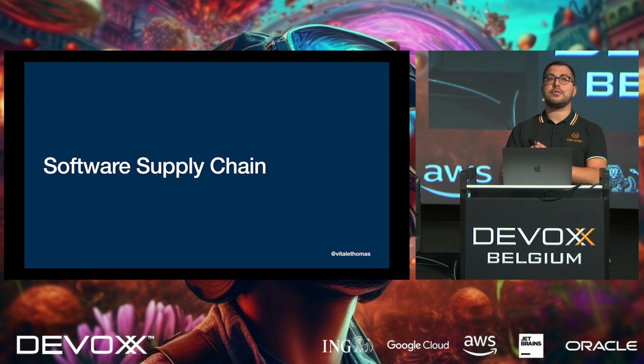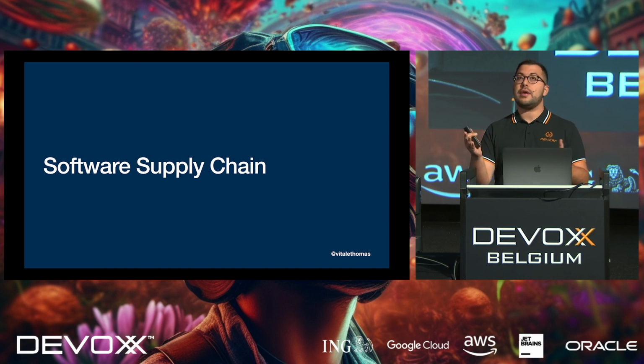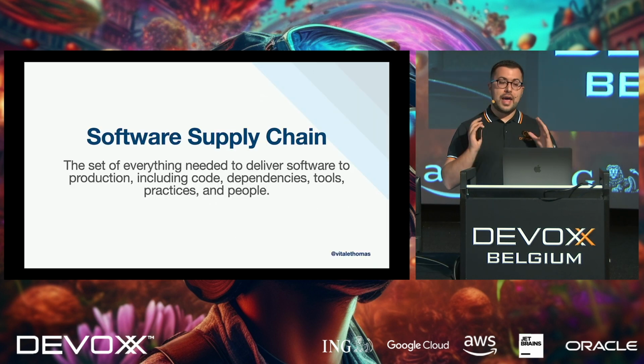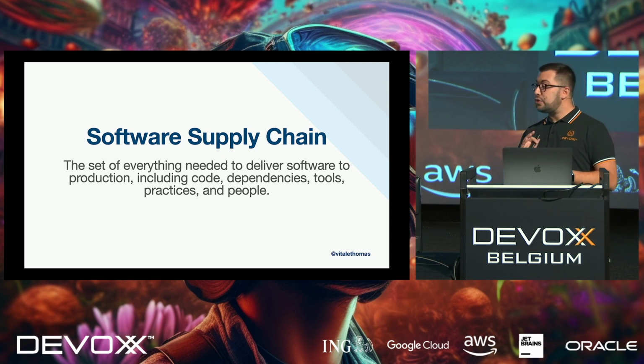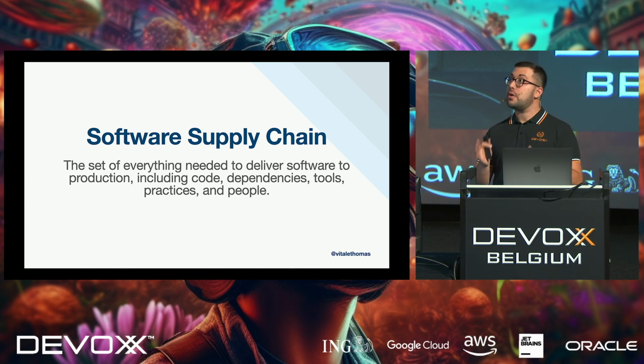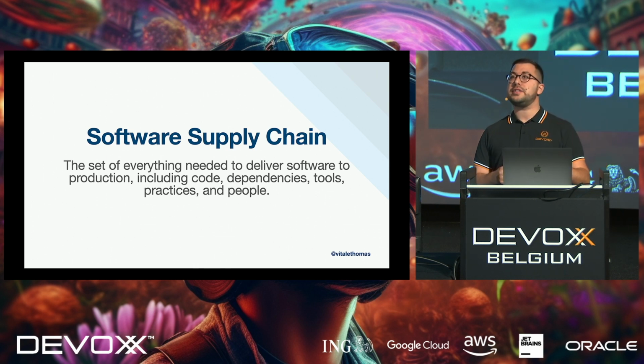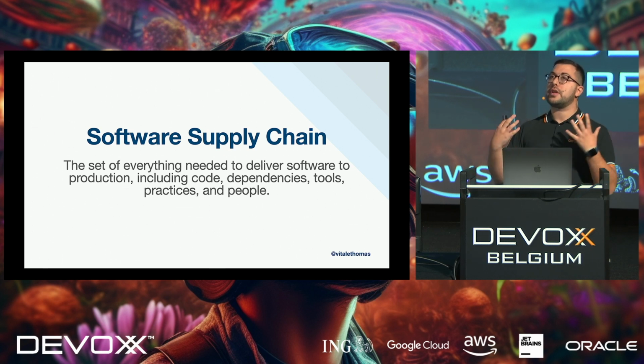Now, everything that goes from the original implementation of the idea up until we are in production, where our software finally delivers its original value, that's what we call a software supply chain. And it includes everything. It's the set of everything needed to deliver software to production. That includes code, dependencies, tools, practices, and people. And I'd like to highlight the last two items there, practices and people. It's not just about tools. We need the right practices, and we need people adopting those practices and having the right mindset of working with software.